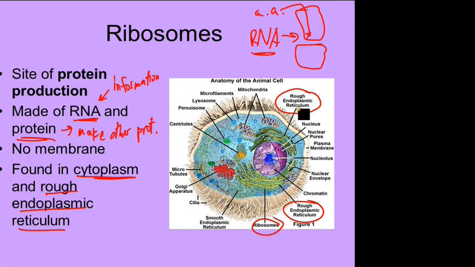So ribosomes, rough endoplasmic reticulum, and we should have some ribosomes in here that are on their way out, that are moving out of the nucleus through the pores. Because they're actually produced in the nucleus and then they're transported out.